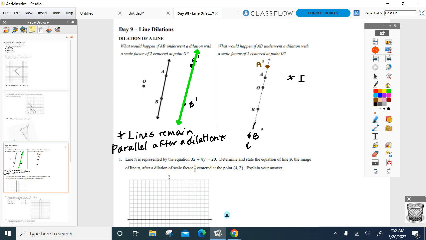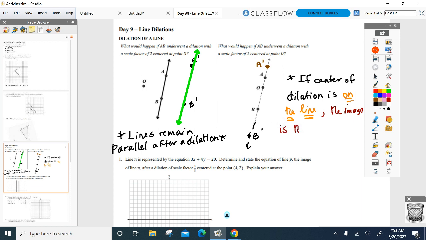Okay, so here you go. If the center of dilation is on the line, the image is the same as the pre-image.